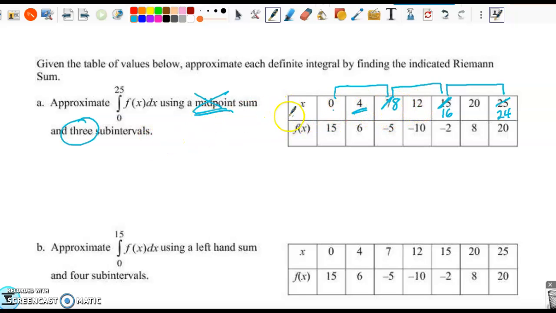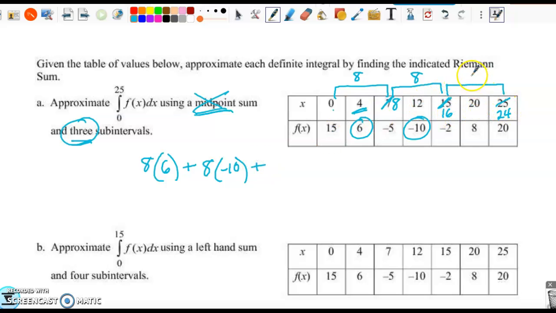So doing it this way, my width of that first subinterval is 8. The height, the y coordinate, would be 6. And then the next width from 8 to 16 is another 8. And then the y coordinate of that would be negative 10.